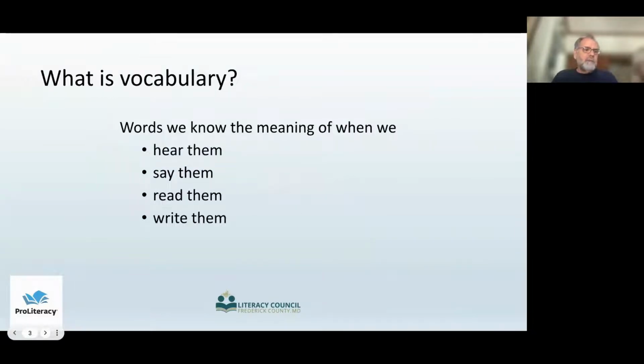We define vocabulary as the collection of words we know the meaning of when we hear, say, read, and write them. We use words to both receive information and to express ourselves. Vocabulary instruction for beginning ESL students starts with listening and speaking, using oral vocabulary. But vocabulary instruction in reading and writing includes print vocabulary, which we will discuss now.